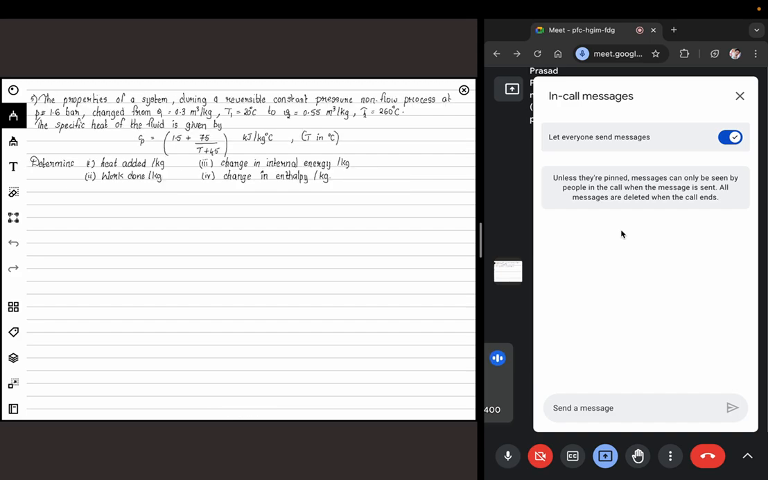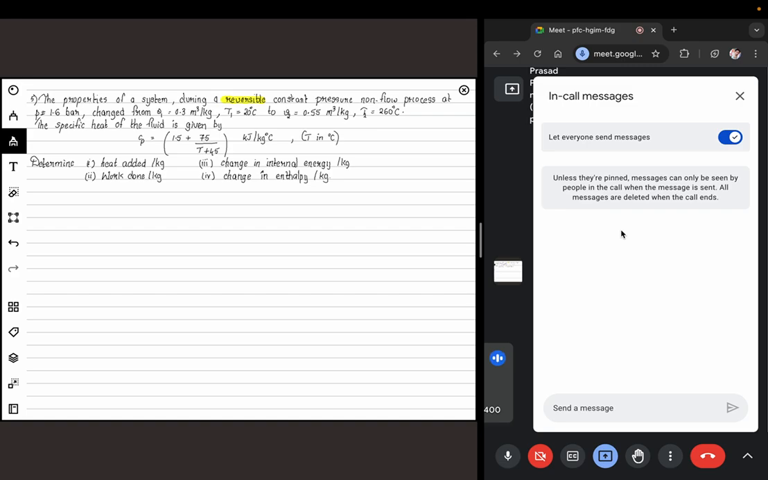Unlike the previous one, here we are given a specific heat, which is again varying with temperature. Let's see the problem. The properties of a system during a reversible, constant pressure, non-flow process. Again, keep note of these things.